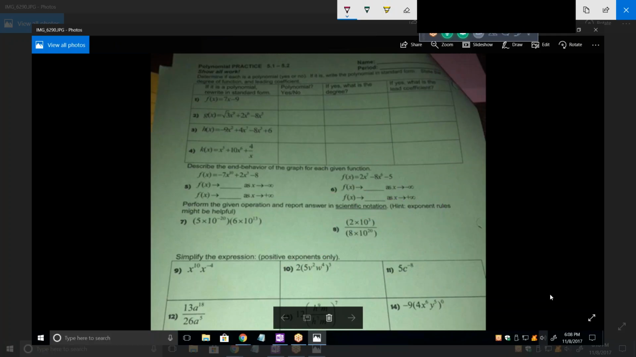I'm going to give you another one. What happens as x goes to negative infinity? What does y go to?